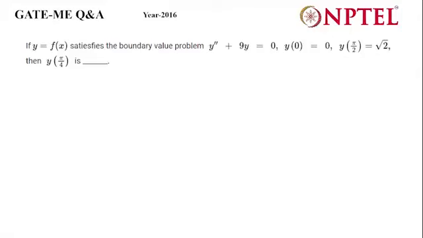Please solve this question and tell me the answer. Minus 1.05 to 0.95. I think, ma'am, answer will be 1. Sorry, minus 1. Okay, minus 1.